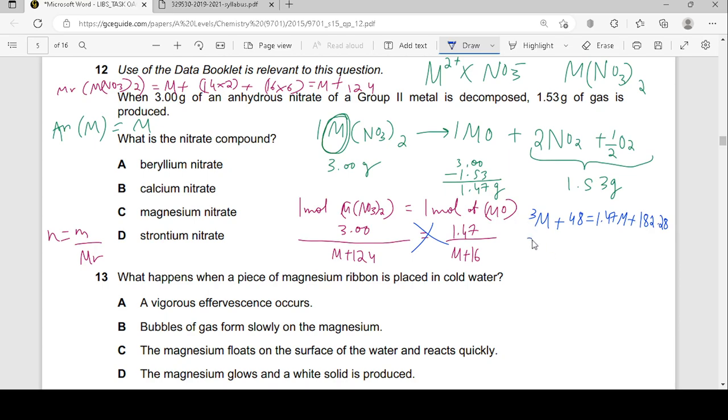Now, 3M minus 1.47M equals to 182.28 minus 48. Again, you don't have to show all your working, but I'm just doing it so that you guys understand.